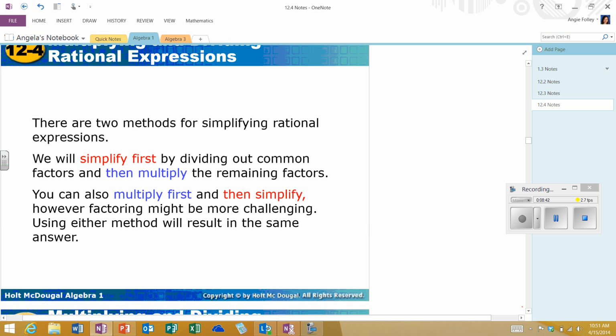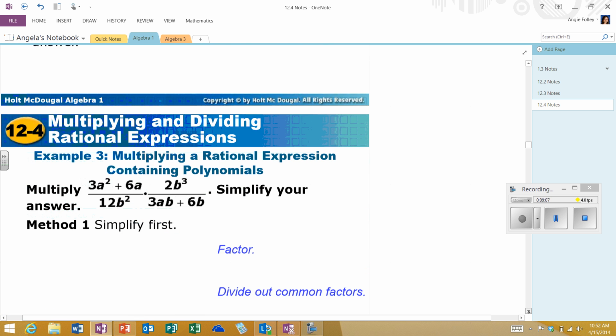There are 2 methods for simplifying rational expressions. We'll simplify first by dividing out common factors and then multiplying the remaining factors. You could also multiply everything out first and then simplify. I don't like to do this because I think it's more challenging. Like I said, you get bigger numbers. I like to simplify in the beginning before I multiply out. But either way, you get the same answer.